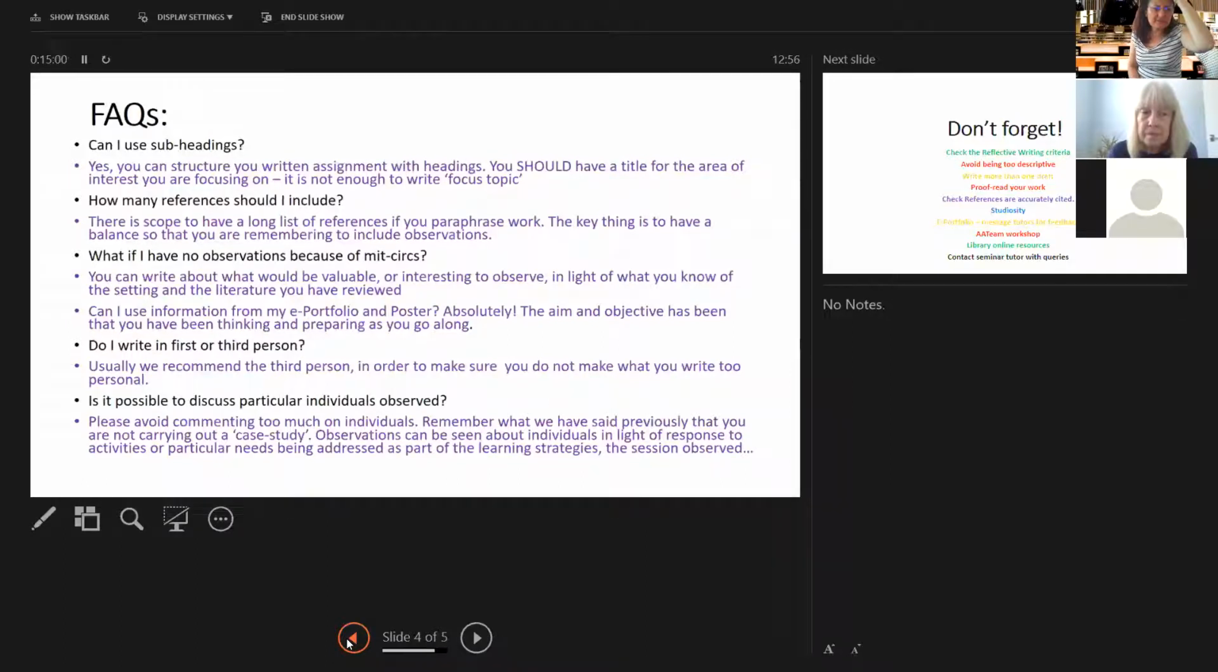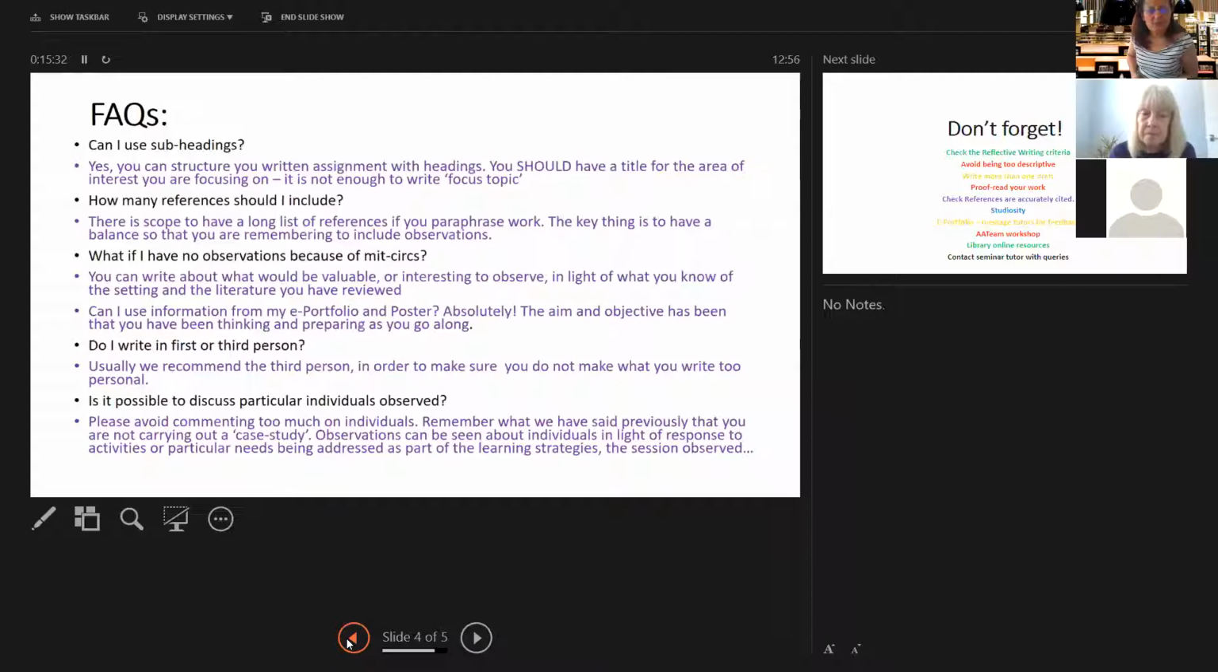Is it possible to discuss particular individuals observed? Well, we've said in the past, and the reason I mention this is sometimes students see things and then want to focus on particular subjects. And I'm trying to bear in mind at this moment that we talk about school settings, but they're not the only settings that students are on placement. So it relates to all setting experiences.